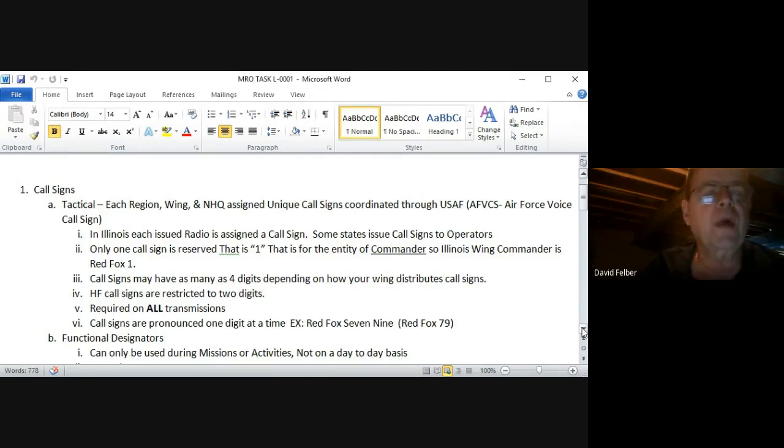Call signs are required at the beginning of all transmissions, and call signs are pronounced one digit at a time. Example, Red Fox 7 9er. And we're going to get into a little bit of pronunciation there. Notice I didn't say 7-9, I said 7-9er. The correct way to pronounce a 9 over the radio is 9er.